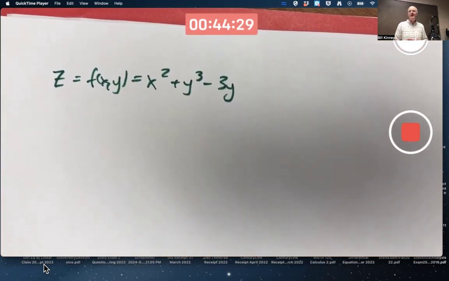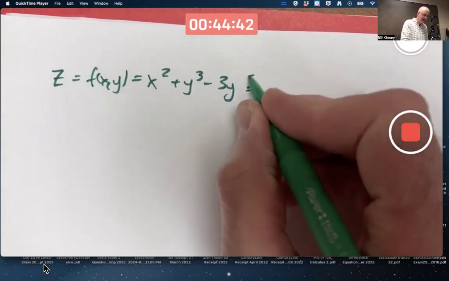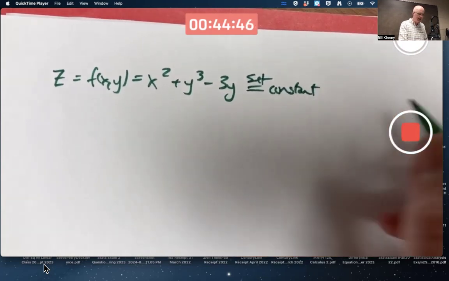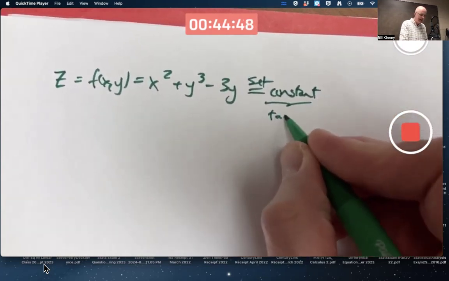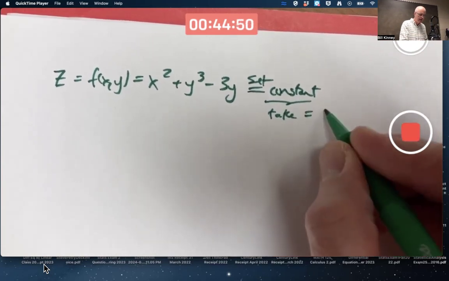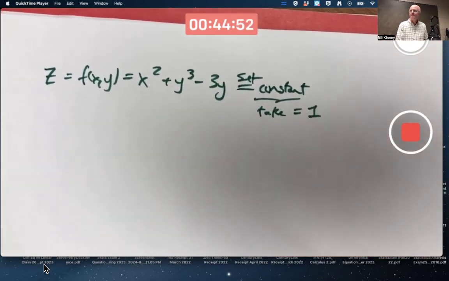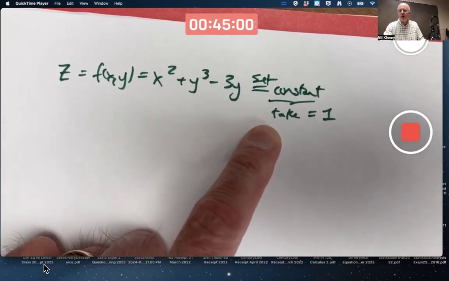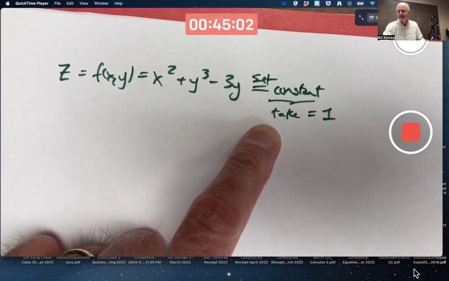In Calculus 1, you learned how to find slopes of implicitly defined curves, such as when you set this equal to a constant. Let's take this to be, for example, 1. In Calc 1, you had situations where you had curves defined implicitly like this.